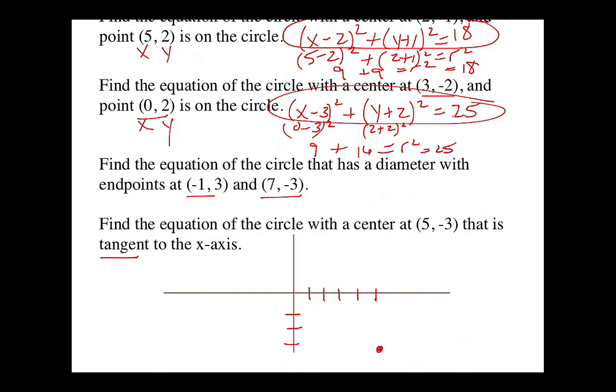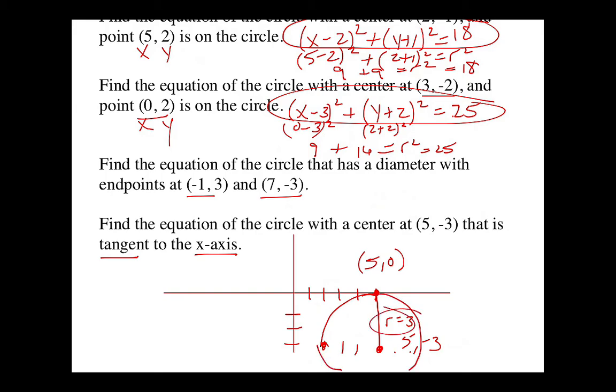If I'm going to be tangent to the x-axis, that means I hit the x-axis at exactly 1 point. So that 1 point would be right here at 5, 0. So I need to know how far it is from 5, 0 to 5, -3. Well, I went down 3, so the radius is 3. And my circle is going to be 1, 2, 3 out, 1, 2, 3 out, and then I'm going to run out of room on the bottom of my screen. But you get the idea. It's going to look like this.